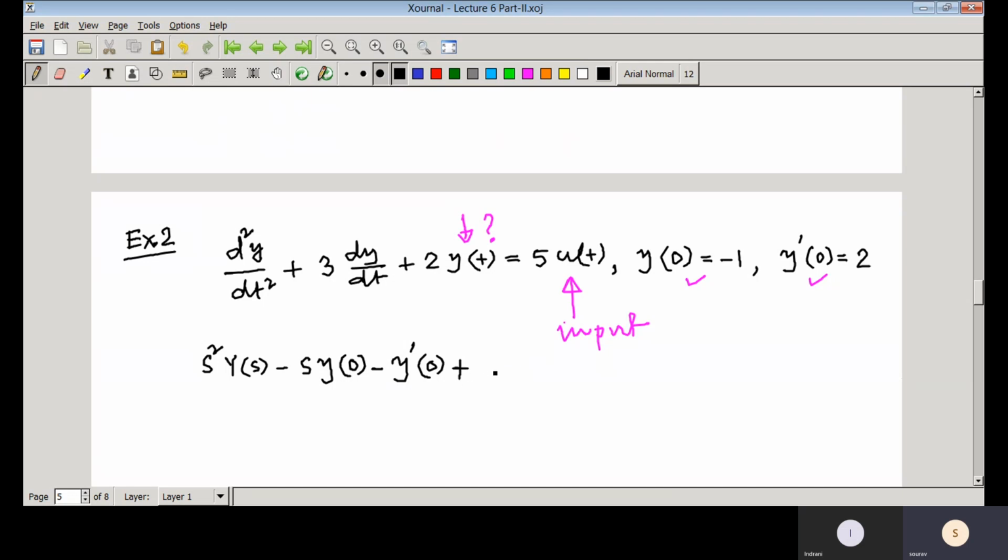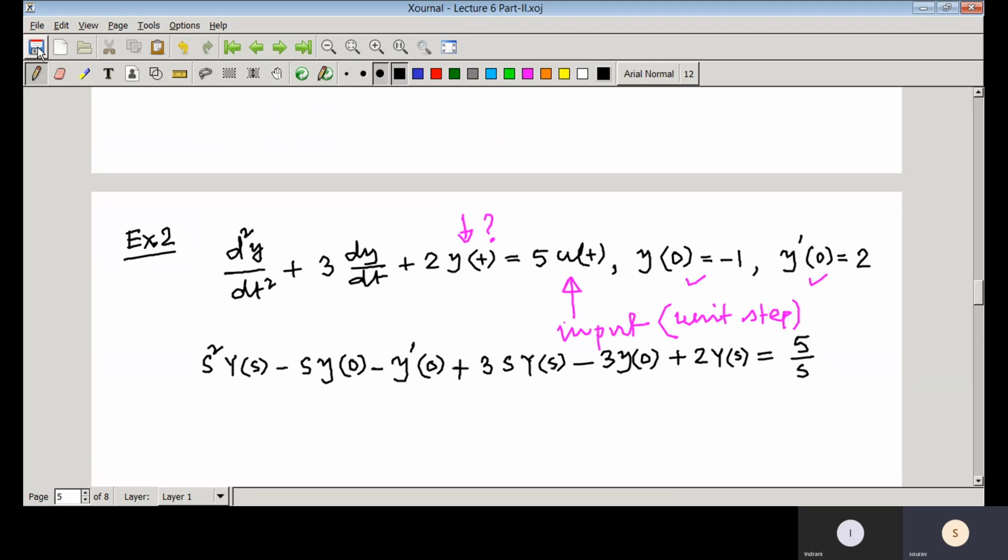Now the second term 3sY(s) minus 3y(0), plus 2Y(s), the third term, and finally we are taking it as unit step. We have taken unit step. You can take some other forcing function as well. So here we have just taken unit step. So that would be 5 by s.